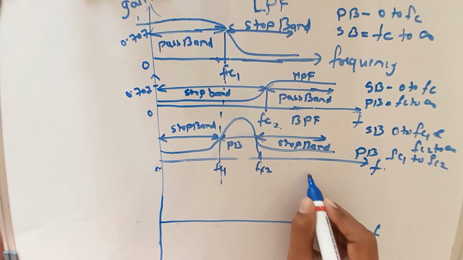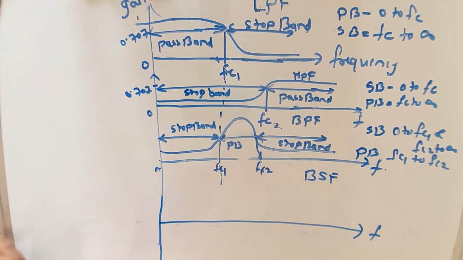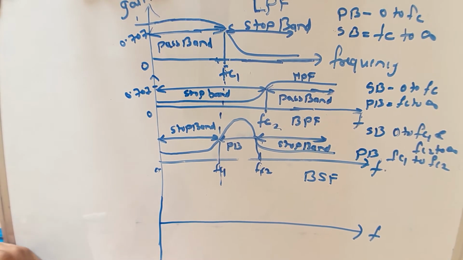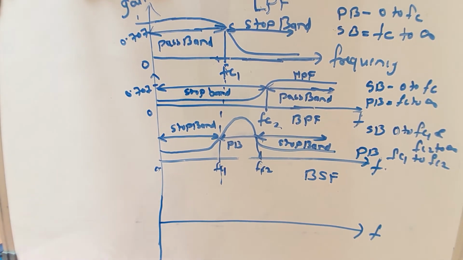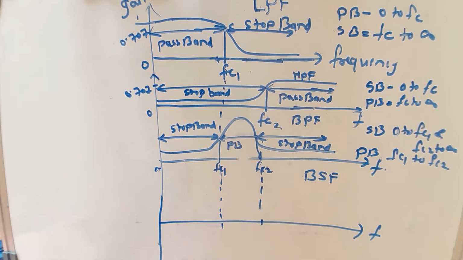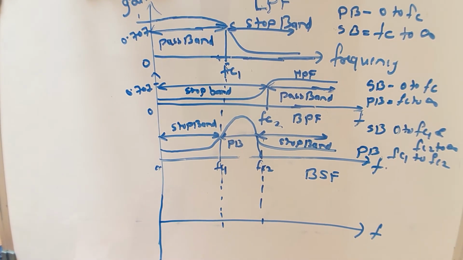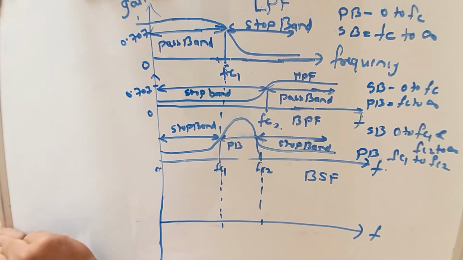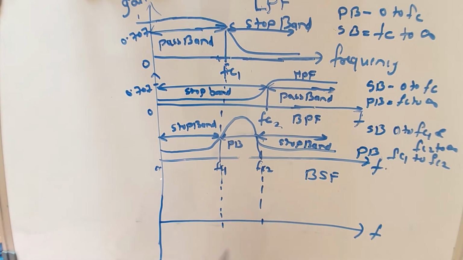Now I will go for the band stop filters. So I want the filter which will attenuate the signal in between low pass and high pass. Attenuate means gain must be 0 in between FC1 and FC2. That is called as band stop filters.